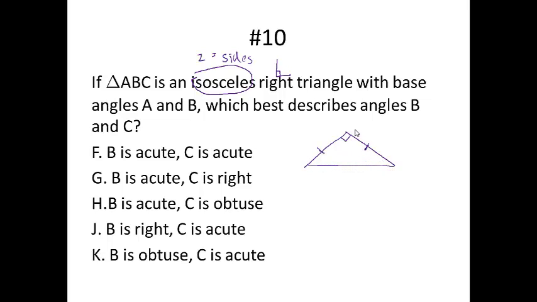So these sides are the same. It does tell us that we have base angles A and B. So my base angles are going to be A and B, which means this one has to be C. So if that's the picture that I have drawn according to the description that they gave me, it says which best describes angles B and C. Well, first of all, looking at angle C, C has to be right. So if you look at it, there really is only one choice, with C being the right angle. So we are set right there with choice G.